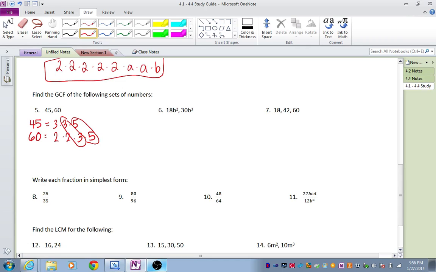And now for each pair you circle, you write down one number. So from our 3's, we write down a 3. From our 5's, we write down a 5. We're going to multiply them together. And our greatest common factor is 15.